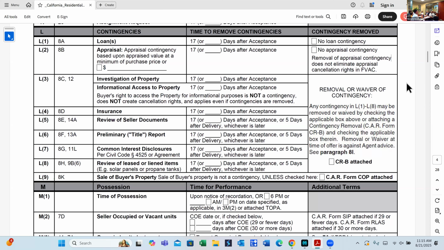Okay. Gotcha. If you cancel based upon the appraisal, this is the only time you're required to give the appraisal to the other party. Otherwise, when the seller asks for the appraisal, you have no obligation to give it to them. I would never give it to them.